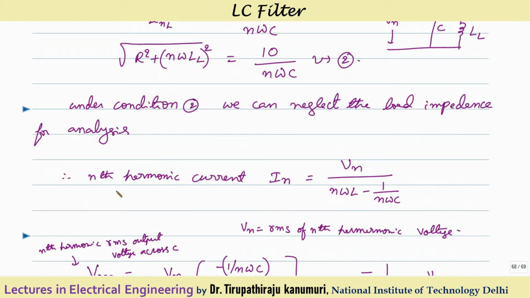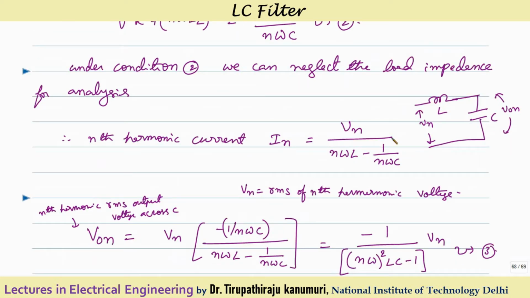So now we can tell the nth harmonic current will be equal to, because now I can take the equivalent of the reactance L and the capacitance, as I am neglecting the load impedance now. Only this is the component that is applied. So this is my value of Vn, and this is my value of VON, the output for the nth harmonic. Getting it? So now this IN, the nth harmonic component that is passing, the RMS component, will be equal to the nth harmonic voltage RMS value divided by the impedance. Impedance will be XL minus XC. What is XL? n omega L, minus XC, 1 by n omega C.